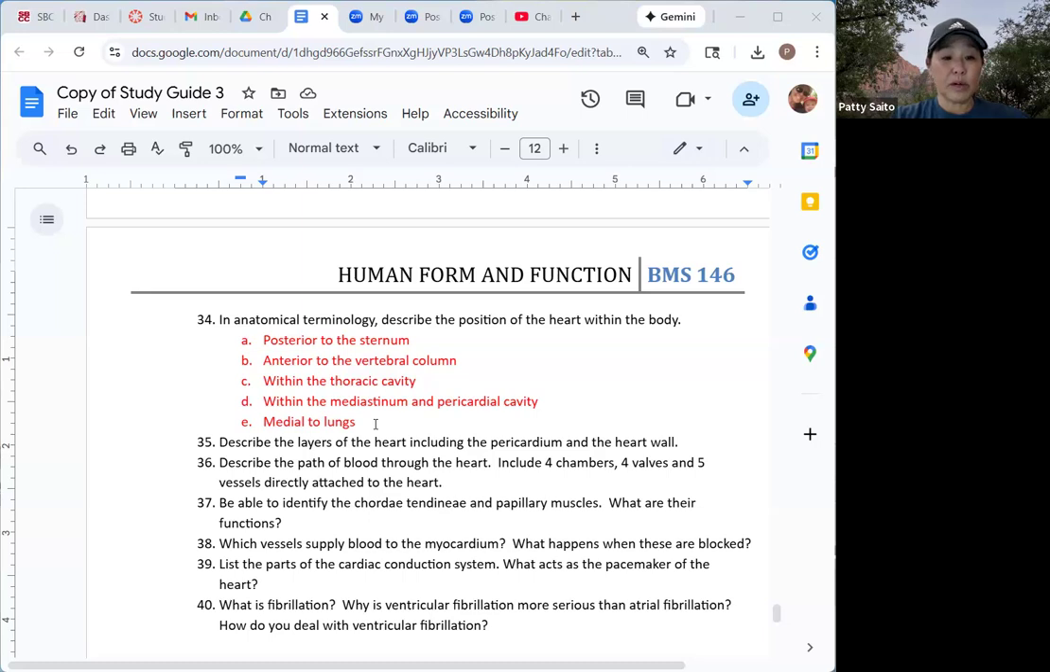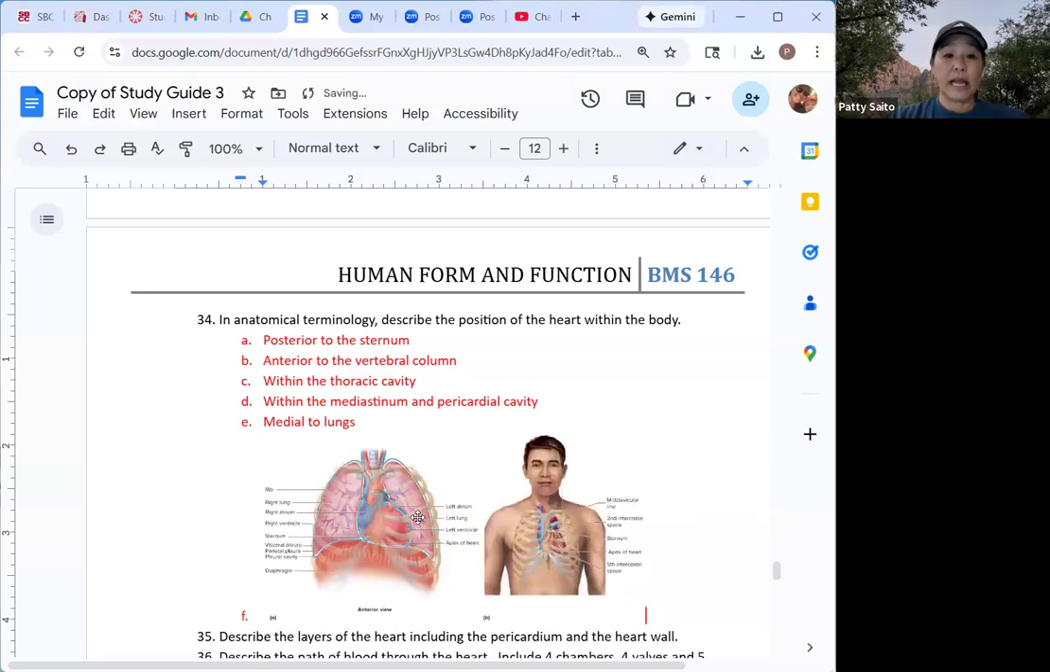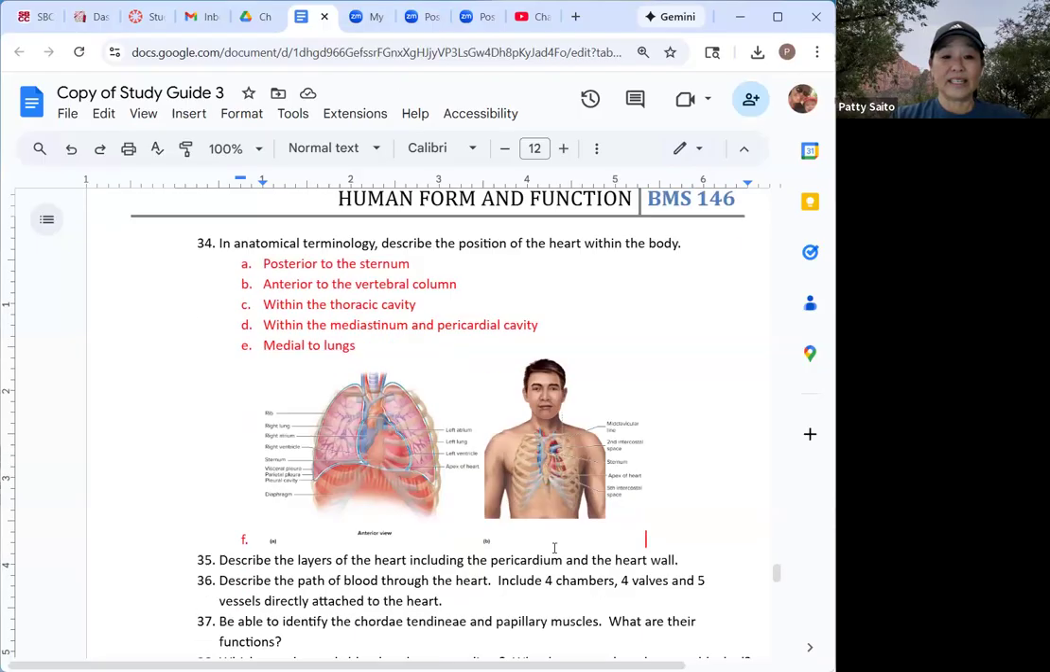And remember, we always want to use anatomical language. All right, so here's just some pictures of where it's located to remind you.